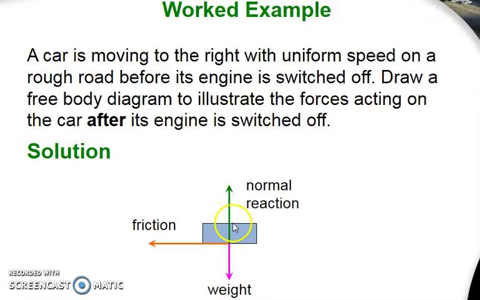First, you draw the weight, followed by the normal reaction. Normal reaction is always perpendicular to the surface in contact. And finally, the friction, because the car is moving to the right, friction will be opposing the direction of motion. So what do you notice about these three forces? One thing to notice is that these three forces are always touching the surface, because as we mentioned earlier in the chapter, friction is a contact force.